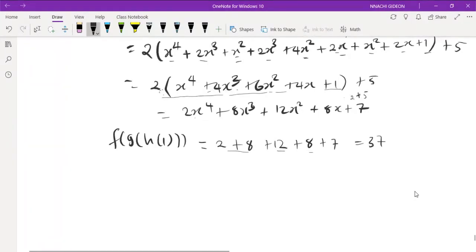So now what I want you to do is try it on your own, the way I did before. Do h of 1 alone, then take the answer. Let's say the answer is something else like A. Now do g of A. Let's say the answer is something else like B. Now do f of B. You are going to get 37. So whichever way, it proves that what you are doing is absolutely correct. Okay.